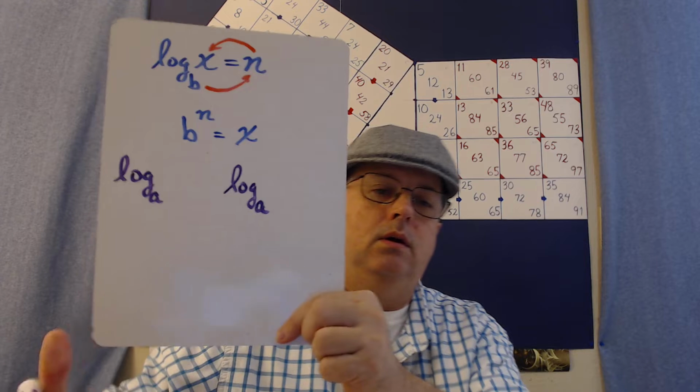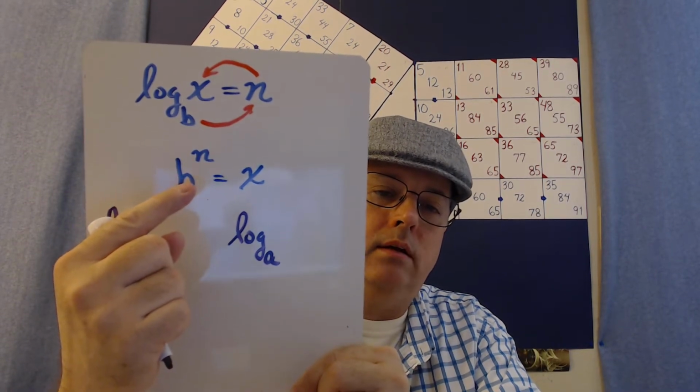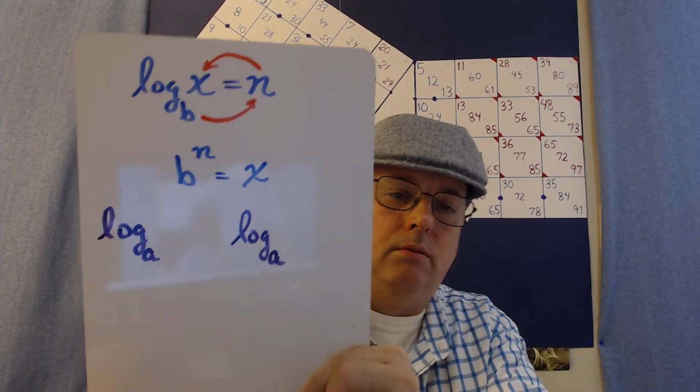Now what we're going to do is take the log of both sides. So I'm going to bring in a log here, the log base a, and the log base a. And so what I'm going to do is take the log base a of b to the n, and then take the log base a of x. So I'm going to take the log of both sides there. Okay, so let's bring that down.